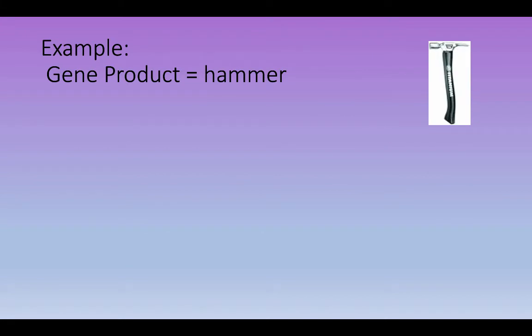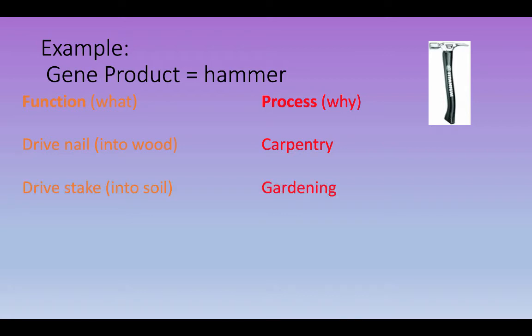So, if we think about a gene product, say we had a gene product which was a hammer, we could think about what its function was and what its process was. So we could say, one of its functions is to drive a nail into wood, and the process that would be involved is carpentry. You could also use it to drive a stake into soil, right? And then it would be involved in a different process, not carpentry, but in this case, gardening.